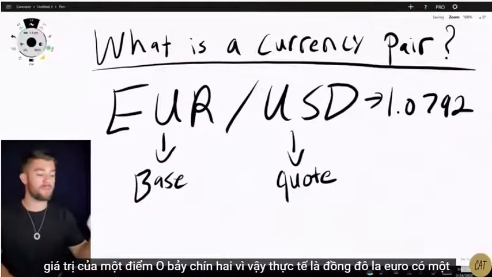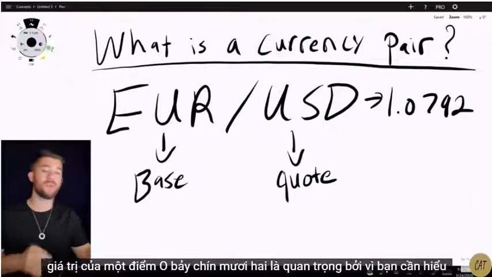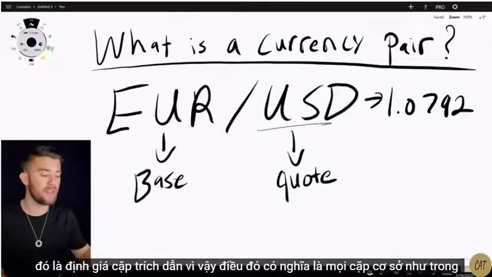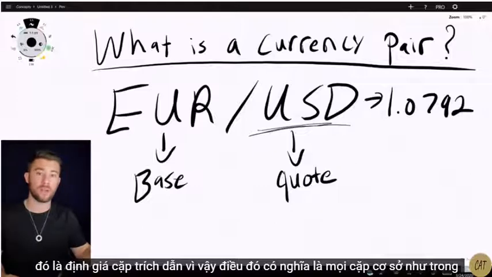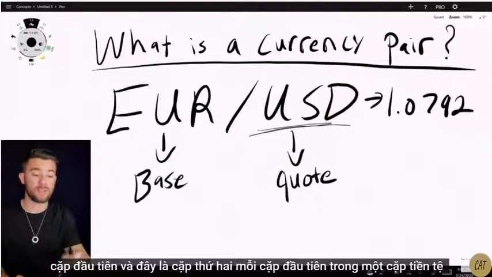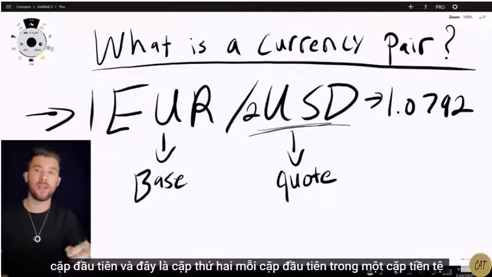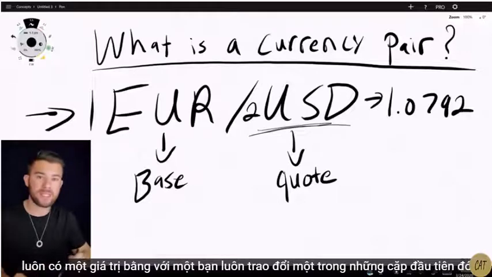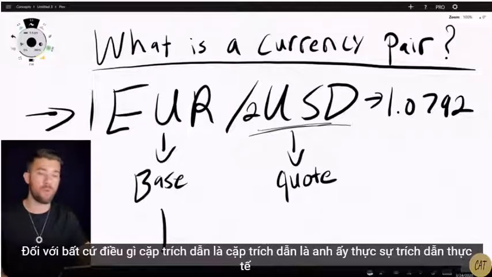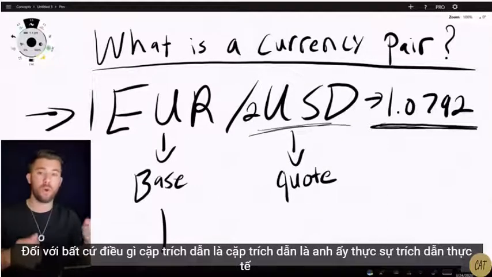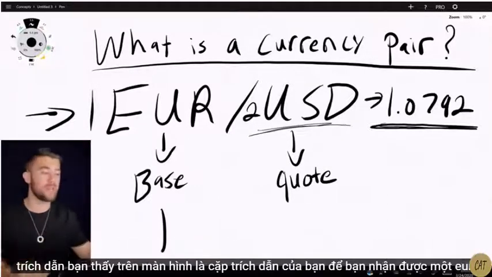So the fact that the euro dollar has a value of 1.0792 is important because you need to understand that that is the quote pair valuation. So what that means is every base pair, as in the first pair, and this being the second pair, every first pair in a currency pair always has a value equal to 1. You are always exchanging one of that first pair for whatever the quote pair is. The actual quote you see on the screen is your quote pair.